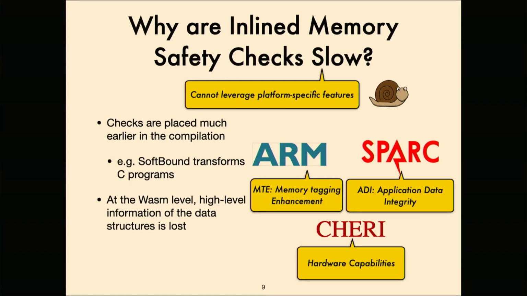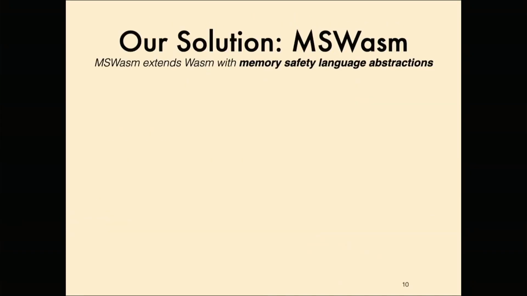And recall that because Wasm treats pointers as integers, we can no longer leverage these platform-specific features for efficient enforcement. So what's our solution? A solution is MS-Wasm, or a memory-safe variant of Wasm, which extends Wasm with memory safety abstractions. It brings first-class memory safety features at the Wasm level. And it does so using 3 key features.